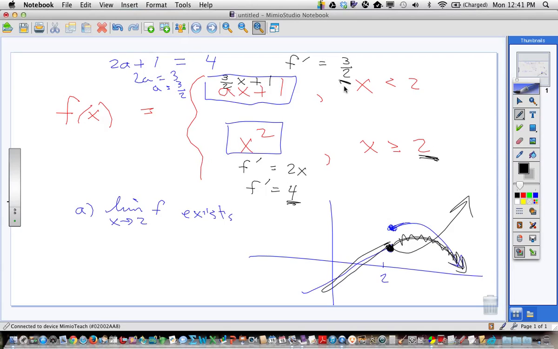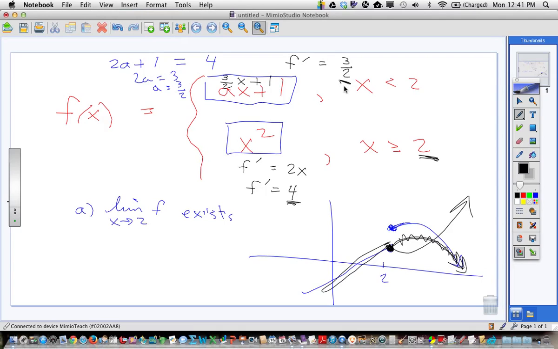Now let's look at what 67b says. 67b says, is f differentiable at 2? It's the same question. So you do the derivative of each of those. You already found A in part A, so you plug A in there. You do the derivative of each part. You plug a 2 in for x. You see if they have the same slope. If they have the same slope, then it's differentiable.